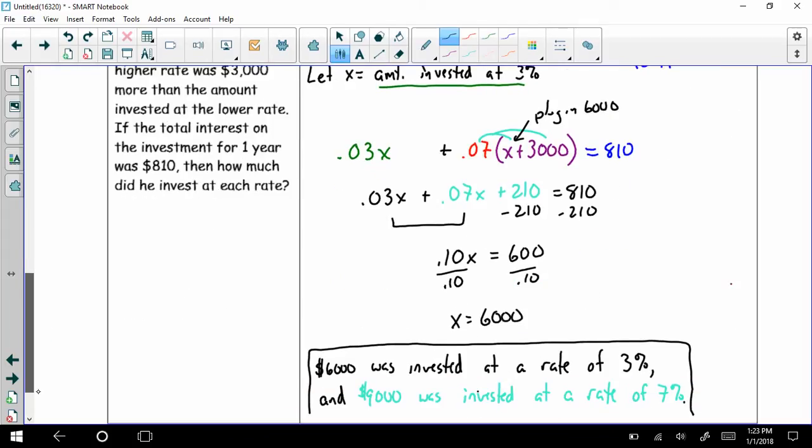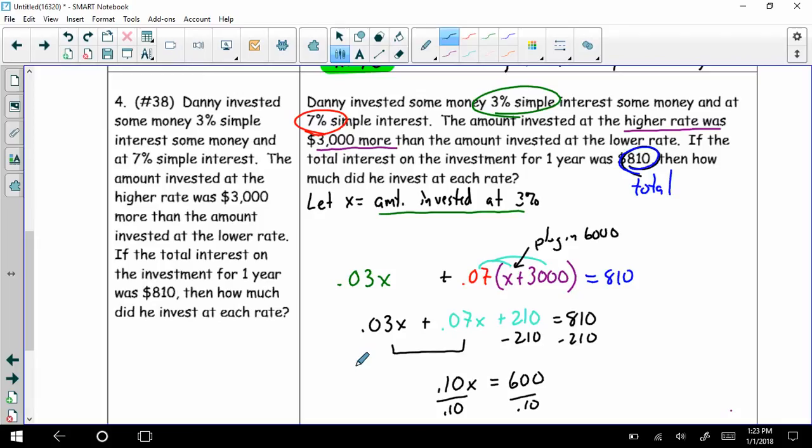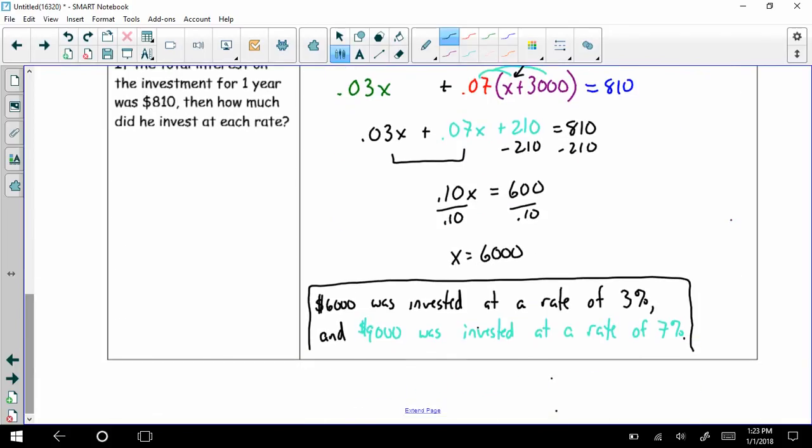Most of you won't do that because in your head you can add 3,000 to 6,000. But I do want to at least mention that before we move on. So again, how we would check this is take 6,000 times 0.03, plus 9,000 times 0.07, and that should give us a total of 810. So another good way to check an answer very quickly to make sure that you're right.